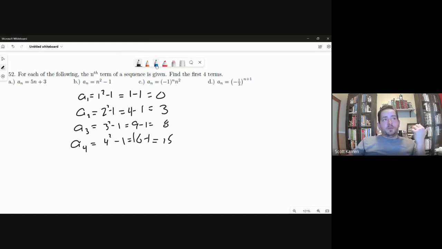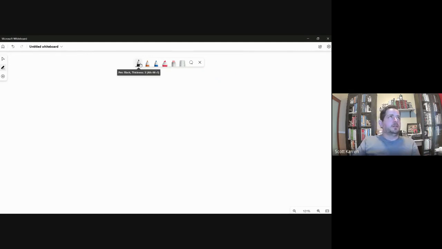Know how to go the other way with sigma notation. If you're given, let's look at, this is number 53. Let's do the one we haven't done. I think we've done all of them at some point in a review, but let's look at E. E is 1 over 2 squared plus 2 over 3 squared plus 3 over 4 squared plus 4 over 5 squared and plus 5 over 6 squared.